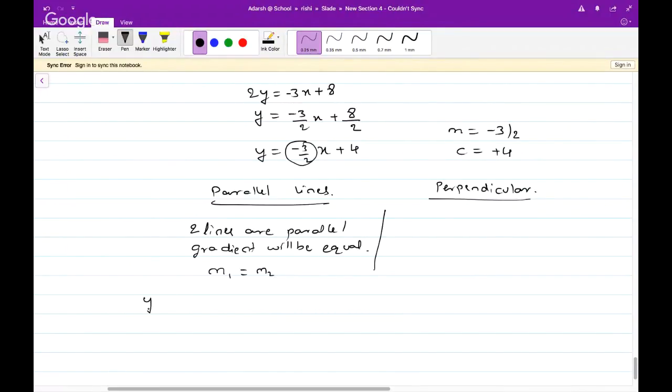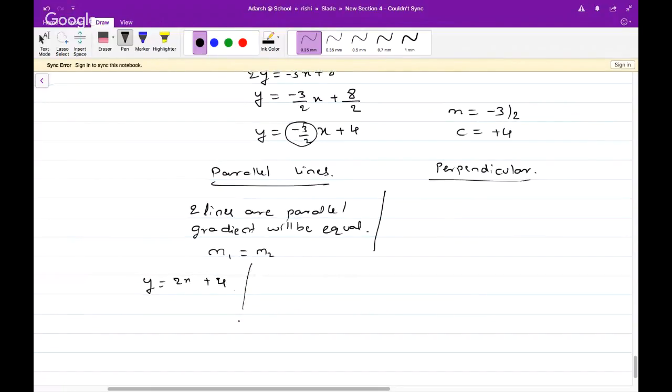So if you have the equation of a line y is equal to 2x plus 4, a line which is parallel to this will also have, what is the gradient of this? First, the gradient of this is 2. A line which is parallel to this will also have a gradient of 2 only, because parallel lines will have the same gradient or equal gradient.